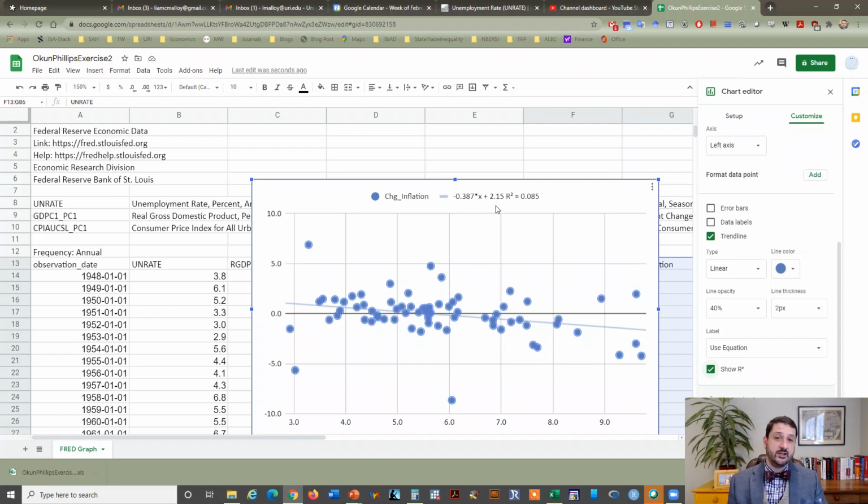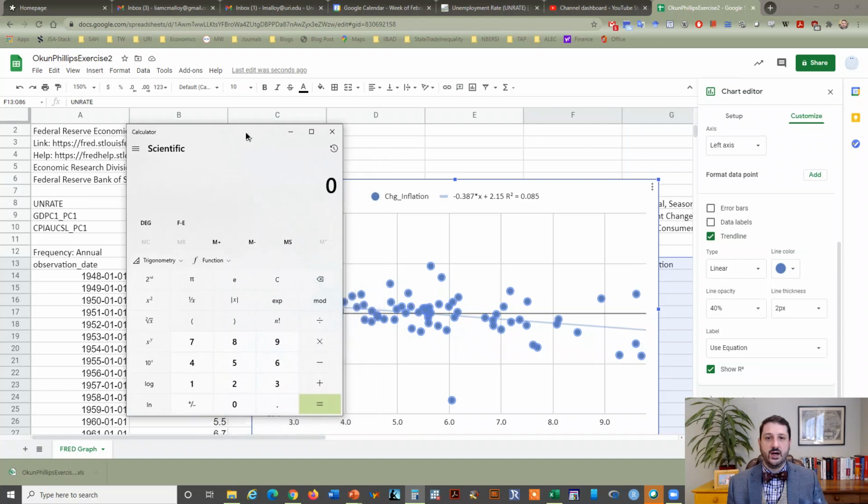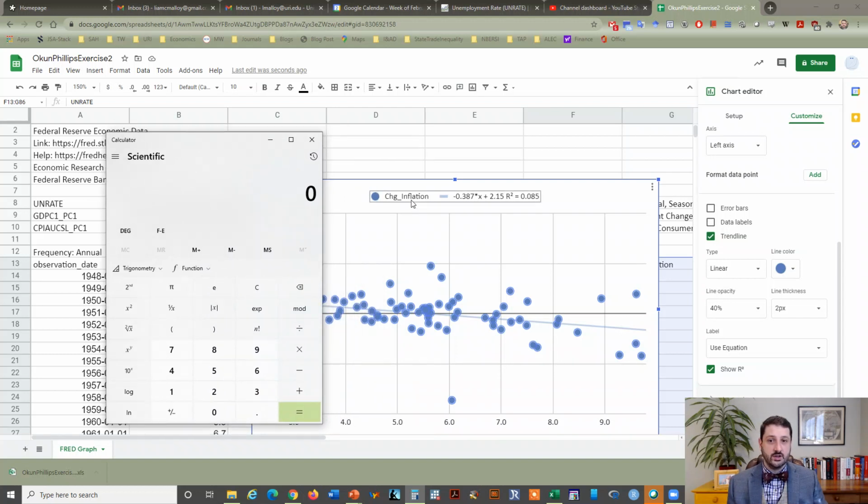That's probably not that interesting. What's more interesting is the horizontal intercept, right? And so the horizontal intercept is a measure of the natural rate of unemployment, or the non-accelerating inflation rate of unemployment, NAIRU. And it's the rate of unemployment where we don't expect inflation to change. And so again, we can solve for that by setting the left-hand side equal to 0, right? Because that's what the horizontal intercept is, moving our x variable over and dividing by the coefficient. So we get 2.15 divided by 0.387, and we get 5.56.